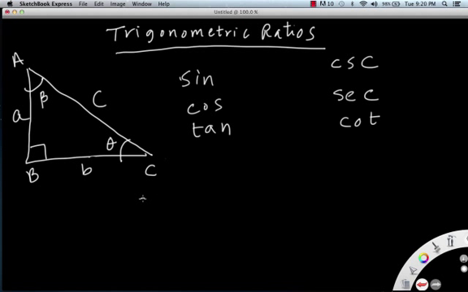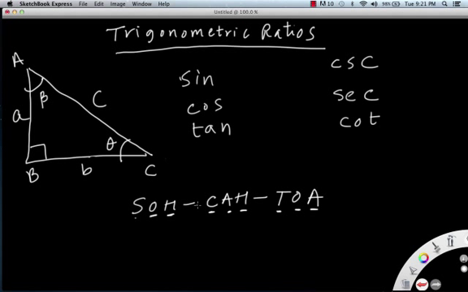So let me write that. Soh Cah Toa. If you say this mantra, you can easily remember this. So what do I mean? Let's look at this. Sine of an angle is equal to opposite by hypotenuse. The cos of an angle is equal to adjacent by hypotenuse. The tan of the angle is equal to opposite by adjacent.